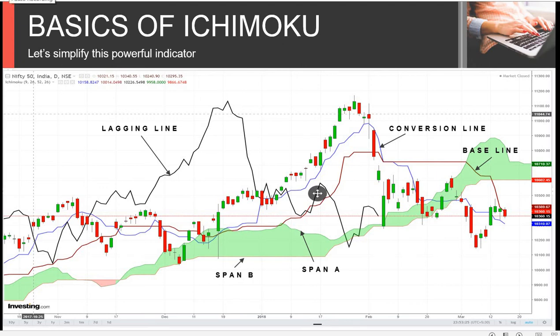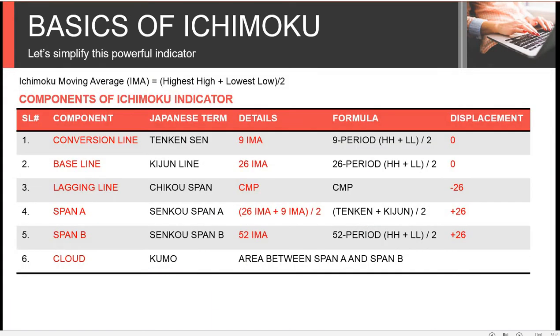Okay, hi. So where we left off in the previous video was that we learned the components of the Ichimoku indicator. I would suggest you just take a printout of this and keep it with you for some time initially, just for you to get familiar with all these things. In this video, I'll go into the charts and try and show you what each of these are, and obviously I'll plot these details into the charts.